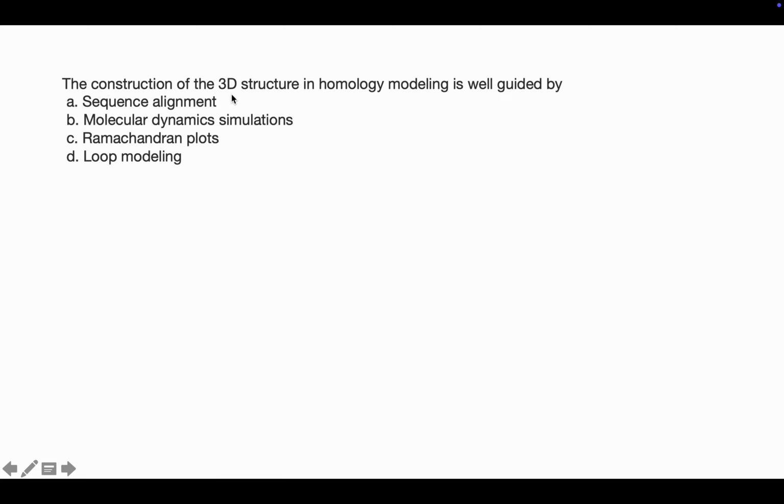The construction of 3D structure in the homology modeling is well guided by sequence alignment, molecular dynamic simulation, Ramachandran plots, and loop modeling. So the correct answer is sequence alignment.